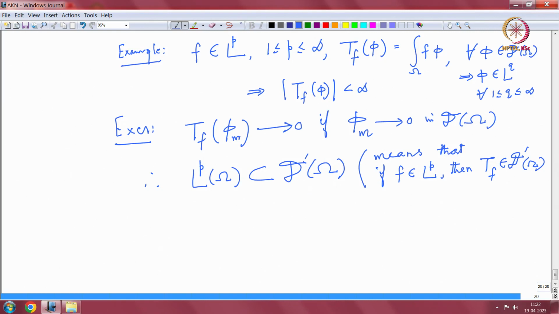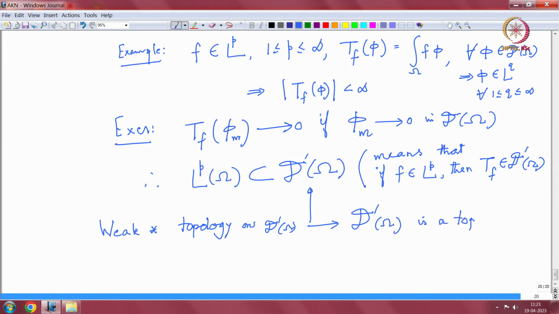So, I am going to define a topology here soon, or maybe I can define a weak star topology right now. Why delay it? A topology on D prime. So, this will give you that D prime of omega is a topological vector space.